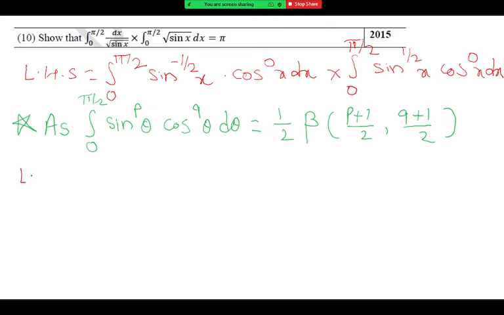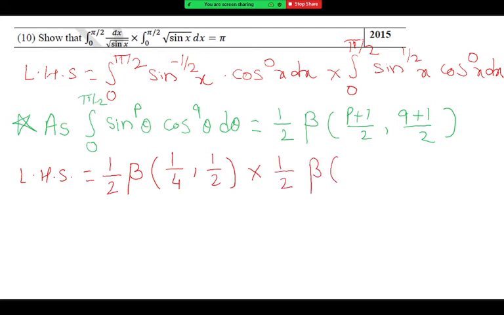So this LHS will become... What is the value of the first integral with this formula? 1 by 2 beta of... What will be p plus 1 upon 2? 1 by 4. 1 by 4 is the correct answer. And what will be q plus 1 upon 2? 1 by 2 only. This is the value of the first integral. Now the value of the second integral.